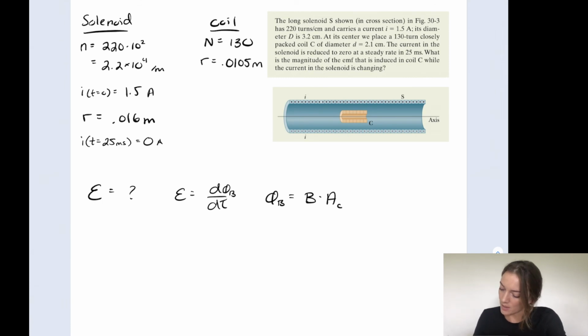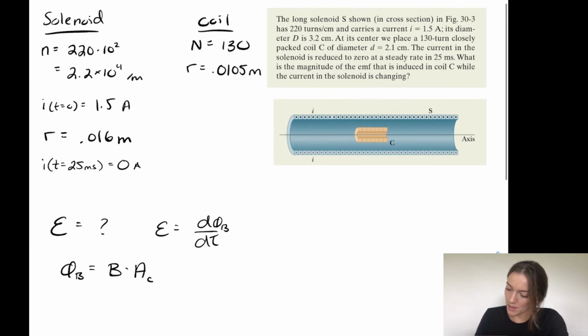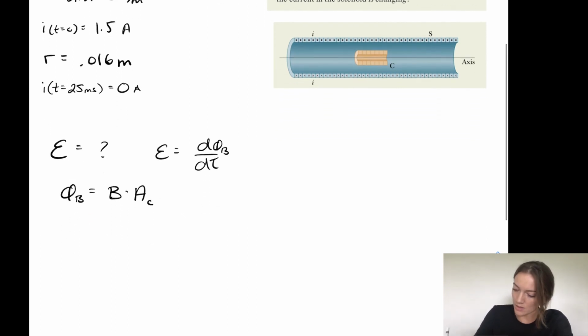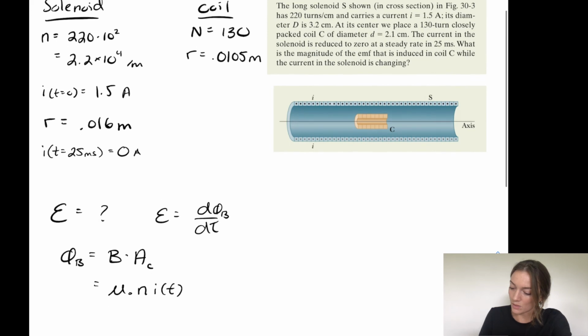So now let's find the flux here. The flux through this coil is the magnetic field that's created by this larger solenoid. So we know that that is going to be equal to the magnetic field of a solenoid. And it has a varying current, so I'm going to leave that as a function of time so that I remember it's not a constant current. And then the area of the little coil is pi r squared, where that's the area of the coil.